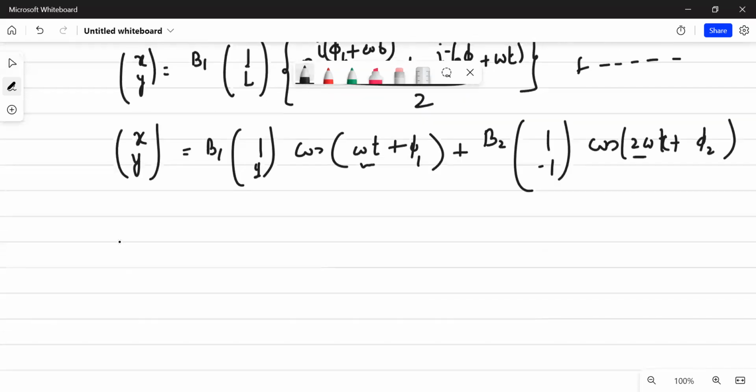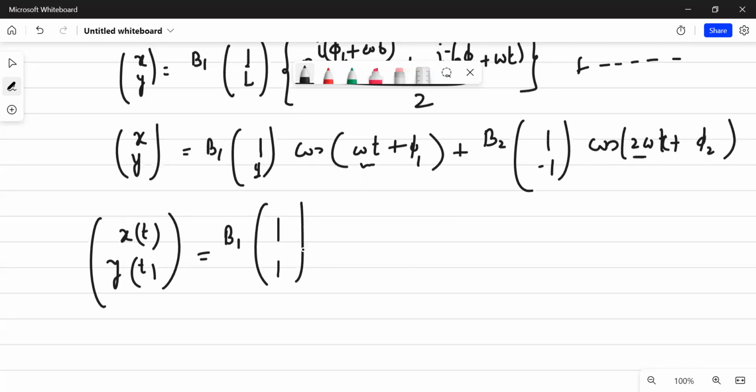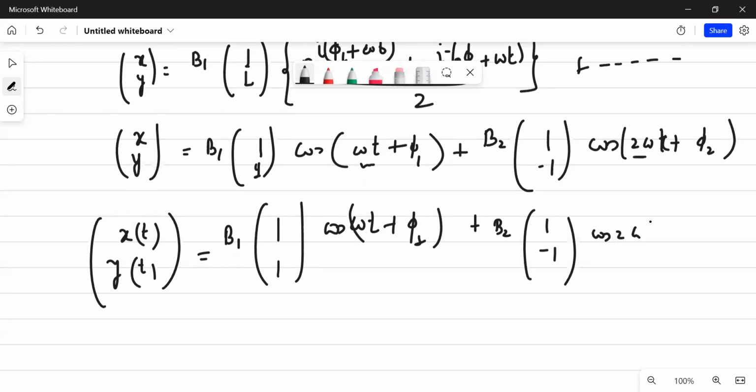So you understand that your x as a function of time, y as a function of time, in vector form, I can write it as b1, 1, 1, and then I have this cos omega t plus phi 1, and then you have plus b2, 1 minus 1, cos 2 omega t plus phi 2.